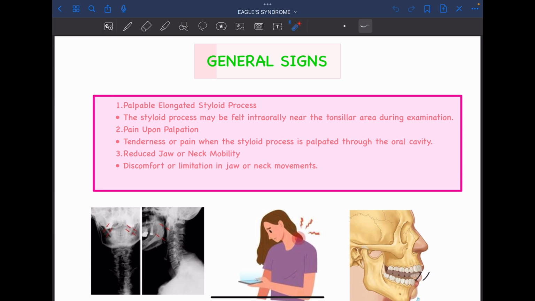You can easily palpate the elongated styloid process in the patient, right? It may be felt intraorally, near the tonsillar area during the examination. There is obviously pain upon palpation, right? There is tenderness or pain whenever you try to palpate the styloid process through the oral cavity. Then there is reduced jaw mobility or neck mobility, right? There is discomfort or limited movements of the jaw and the neck as well. Now these all are happening because of the elongated styloid process.